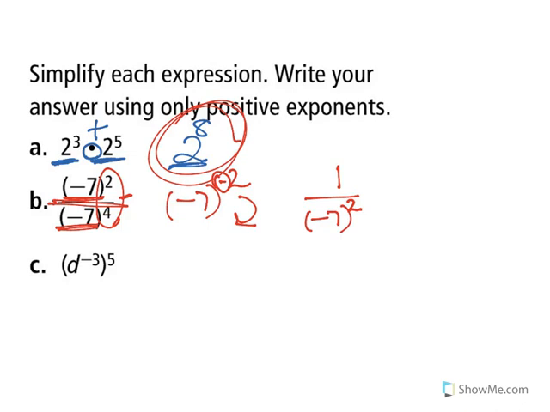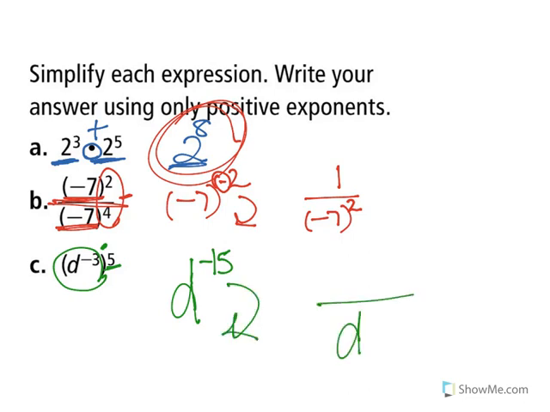And then here, on this last C, we have d to the -3rd to the -5th. So this whole thing is being taken to the 5th power. So we've got power of a power, which means we're going to multiply those two together, get d to the -15. Oh, wait, that's negative, right? So we're going to take that, move it, and we get 1 over d to the 15th power.